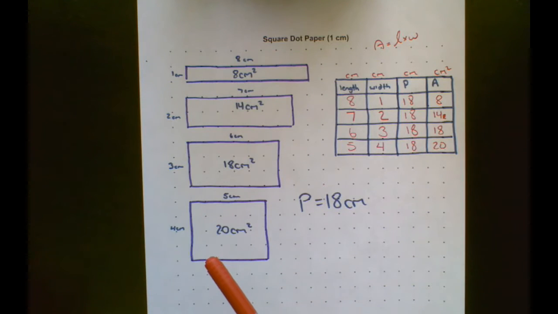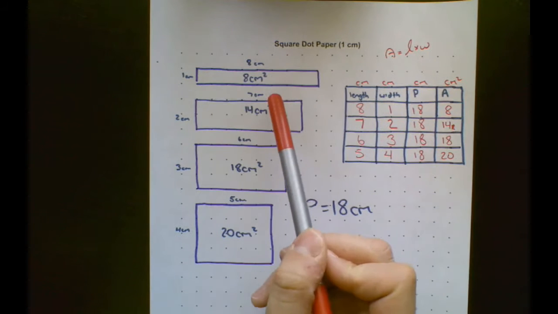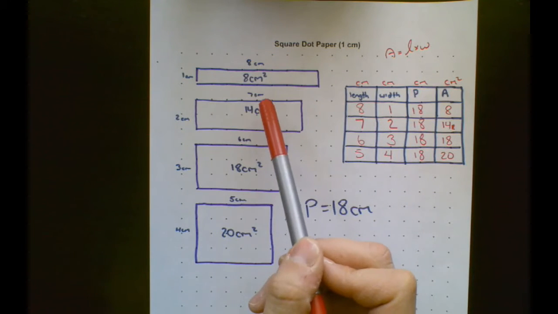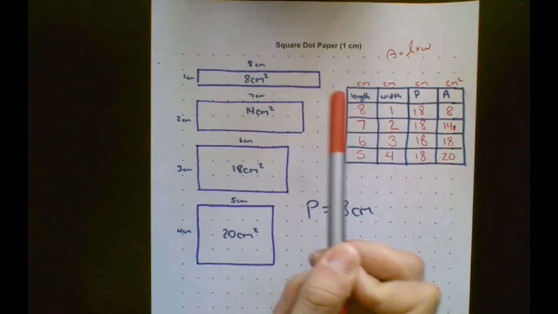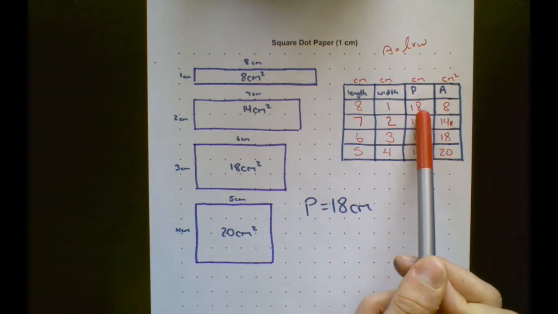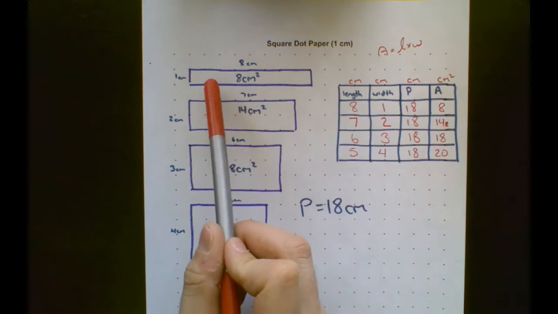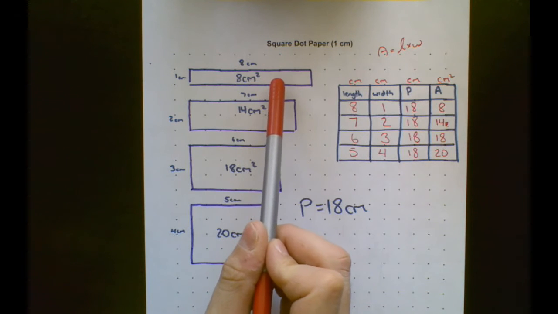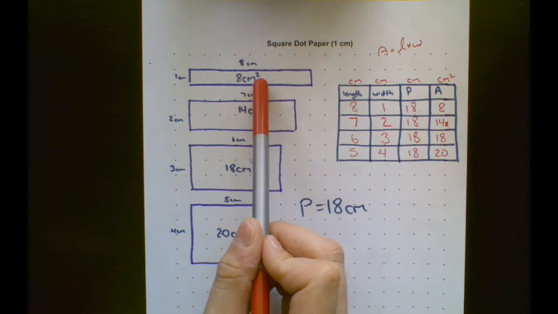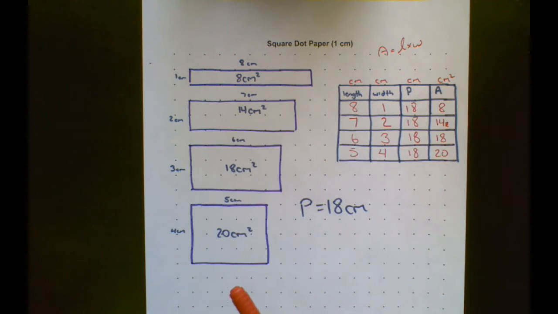If you despised gardening, I quite like it, but if you despise gardening and you have to build a garden for some reason, you're going to want something like this where you have the same amount of perimeter, 18 in this case centimeters, but you have the smallest possible area, so only 8 centimeters squared. Hopefully that makes sense. That's the reasoning behind it, that we can maximize or minimize space by changing the dimensions, the length and the width of those rectangles.